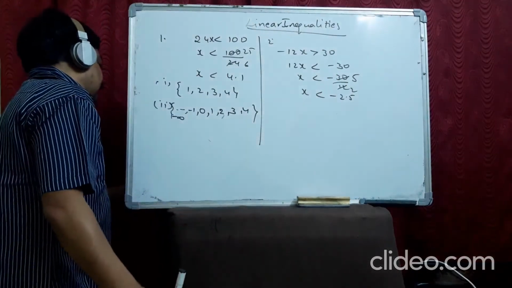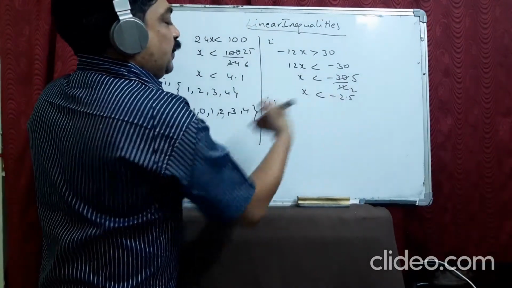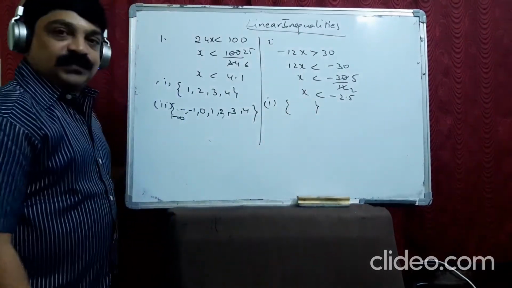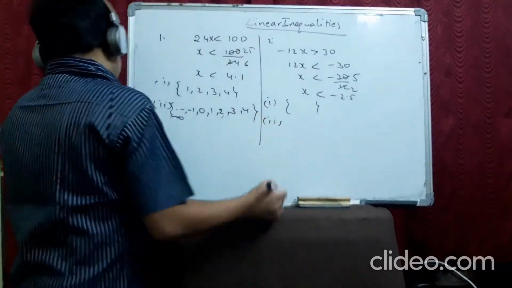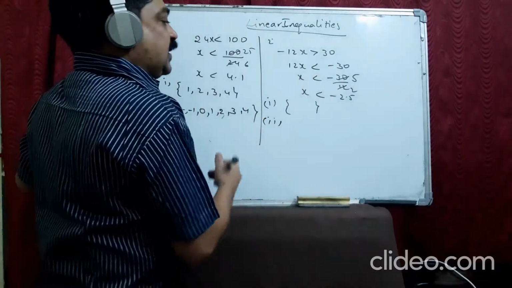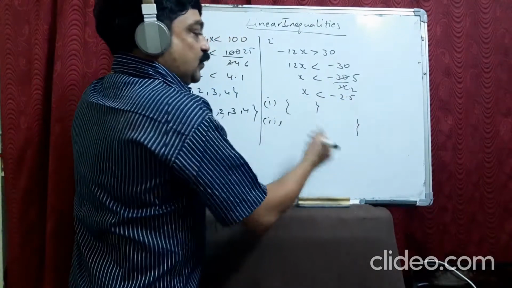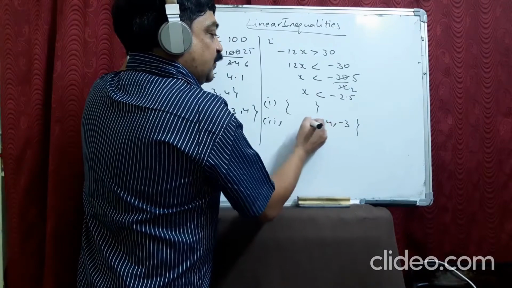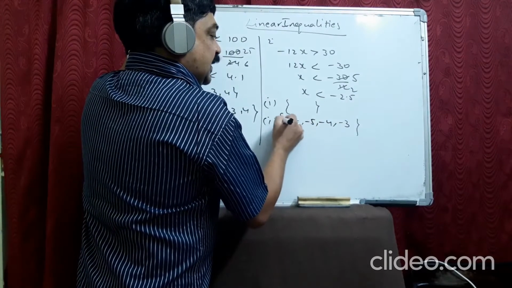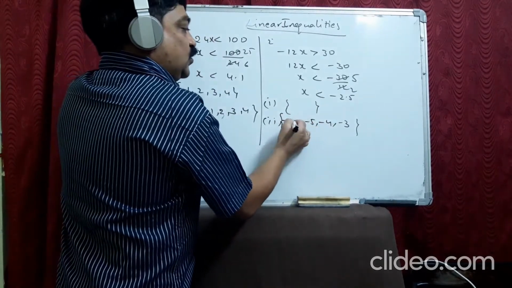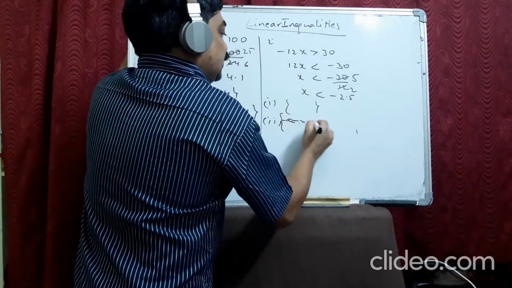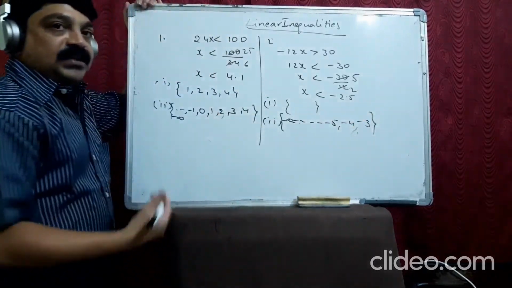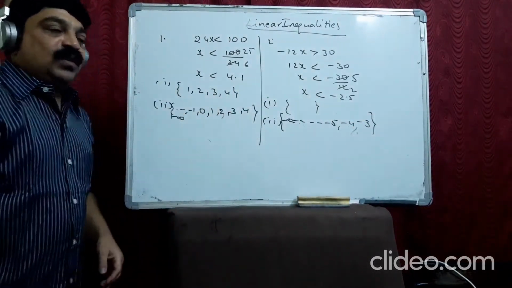Now, in the first question they have asked for natural numbers less than minus 2.5. There will be no natural numbers. And the second one is an integer. Integers less than minus 2.5 will be minus 3, minus 4, minus 5, and so on till minus infinity. So on: minus 5, minus 4, minus 3. Because before minus 2.5, these are the only integers you find. Okay.